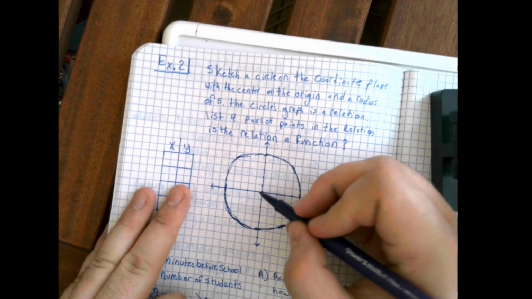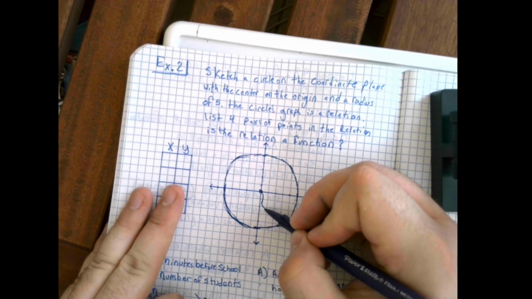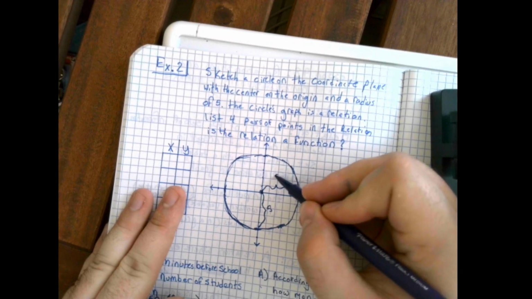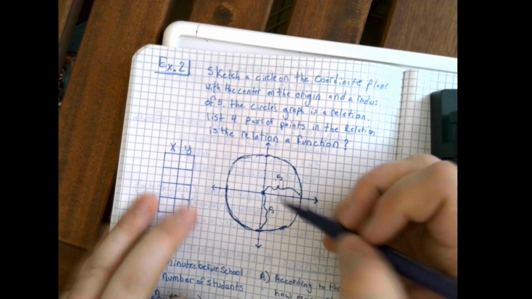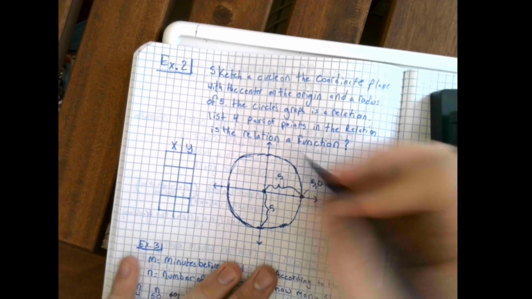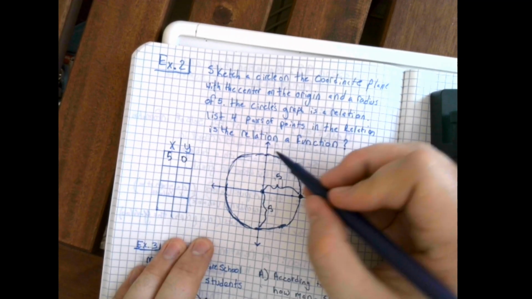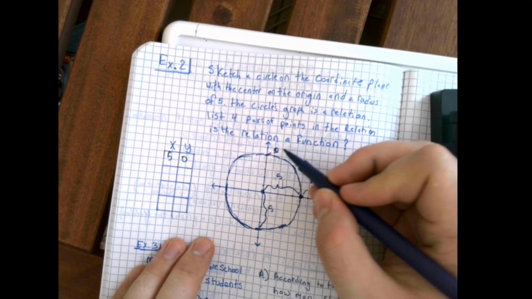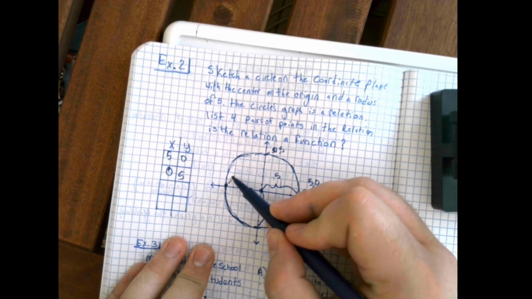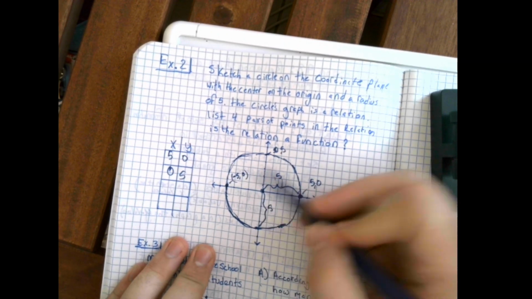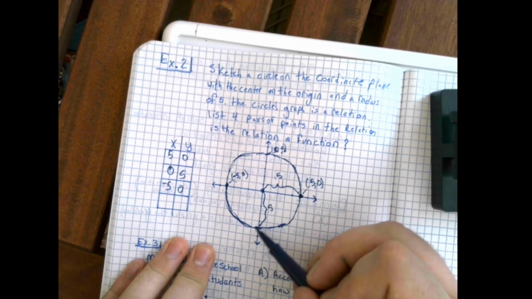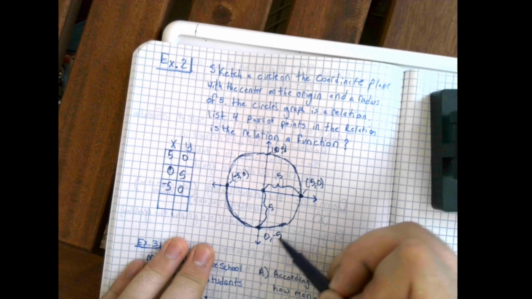Now, since it has a distance of 5, this here is 5. This is 5. And the same is true for the other two as well. So that means this point, which is on our circle, is the point 5, 0. So let's write 5, 0. This point is 0, 5. This point is negative 5, 0. And this point is 0, negative 5.